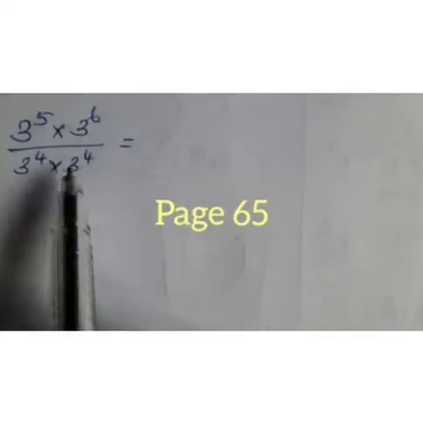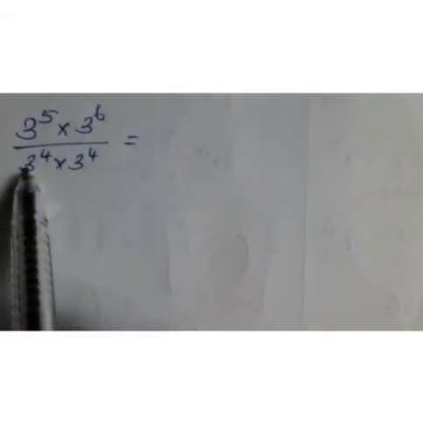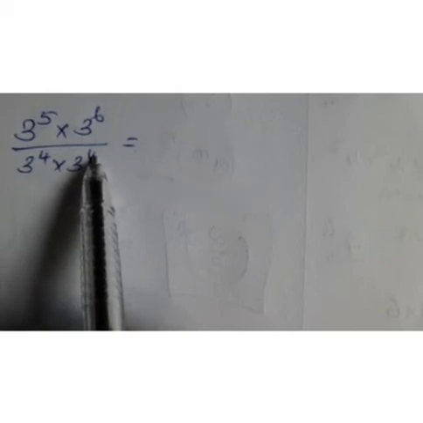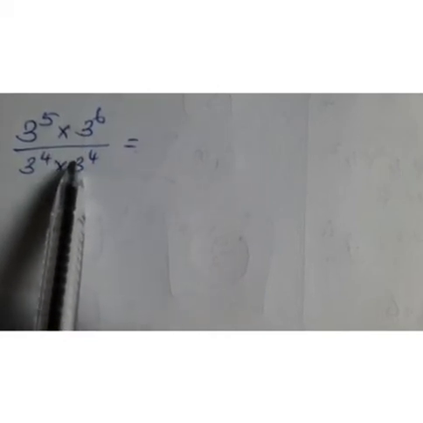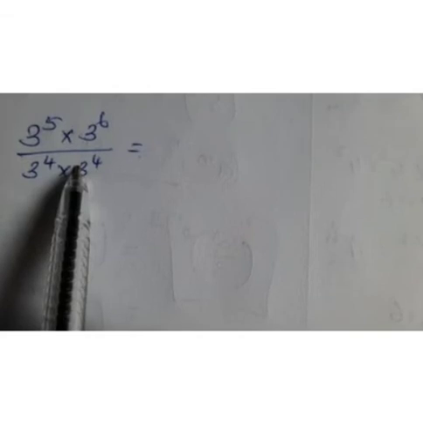How will you simplify this question? 3 raised to 5 into 3 raised to 6 divided by 3 raised to 4 into 3 raised to 4. These two are multiplication rule. This is also multiplication rule. And the answer we are getting after the multiplication, we will get the division rule we have to apply it.